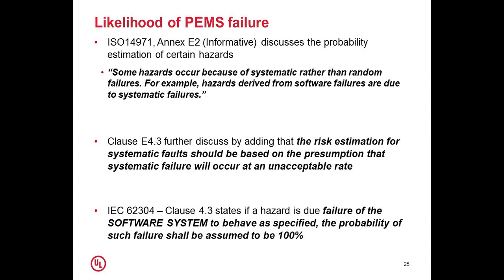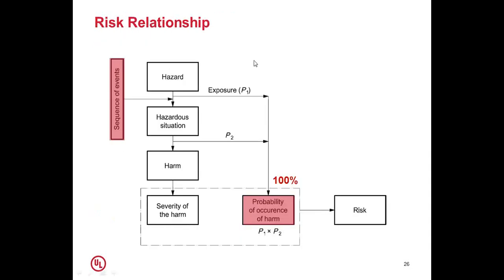During the initial estimation of the risk, even if you look at IEC 62304, which is a standard for software development and lifecycle processes, clause 4.3 states that if a hazard is due to a failure of a software system to behave as specified, the probability of such failure shall be assumed to be 100%. So, if you go back to the risk relationship here, the probability of occurrence of harm will always be 100% during the initial risk evaluation. This is necessary because we know the hazards are systematic in the software.